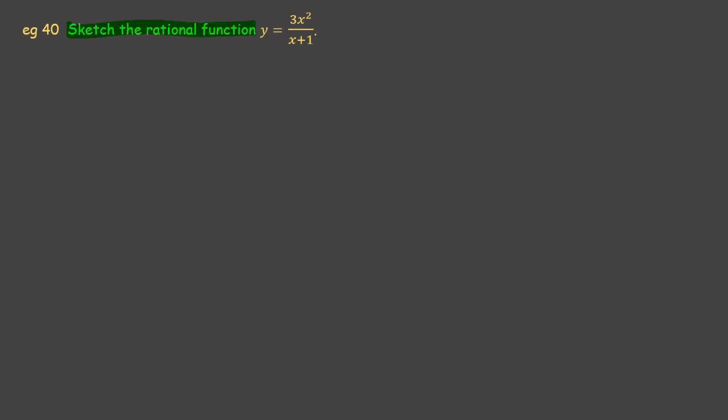Sketch the rational function y is 3x squared over x plus 1. So I'm going to do a division because the degree of the top is 2, degree of the bottom is 1. So let's do a division. There's more on how to do divisions in the complex numbers section.